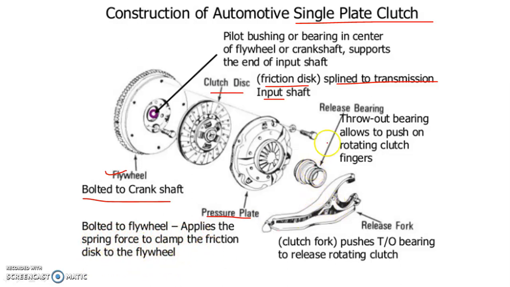After that, here you will see releasing bearing. Throwout bearing also it is called, allows to push on rotating clutch fingers. After that, release force, it pushes bearing to release the rotating clutch.